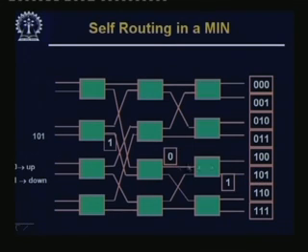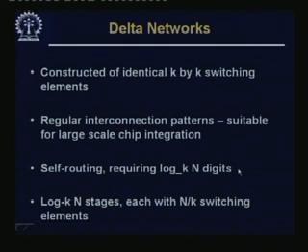So, this is almost self routing. It routes itself through the switching fabric. This entire thing is the switching fabric, and it can route itself. So, routing is easy. The delta network is one kind of multi-stage interconnection network constructed of identical k by k switching elements, with a regular interconnection pattern suitable for large scale chip integration. It is self routing, as we have shown, requiring log n to the base k number of digits, which is the same as the number of stages, each with n by k switching elements.